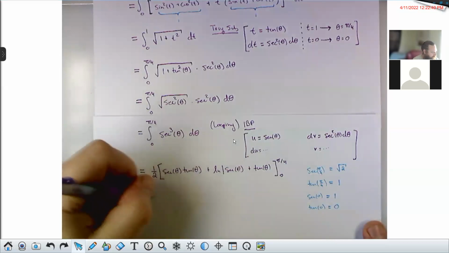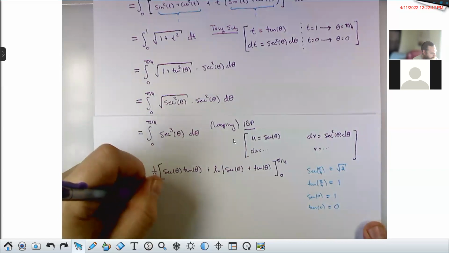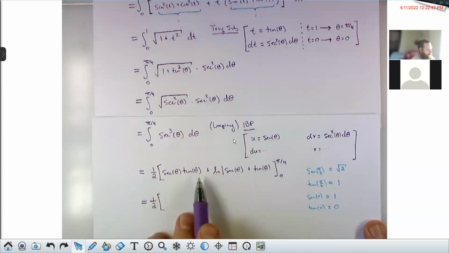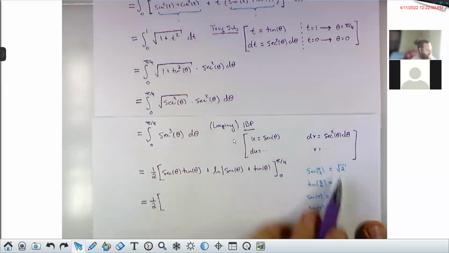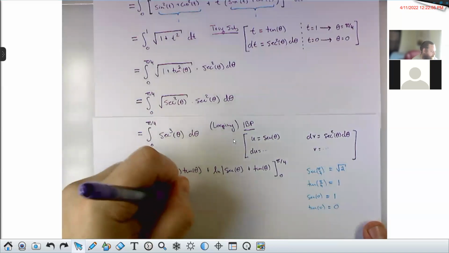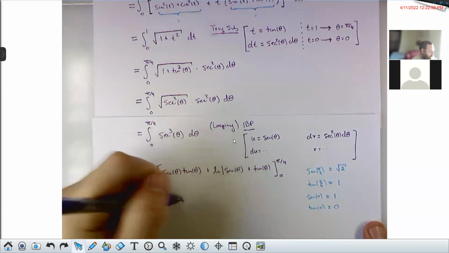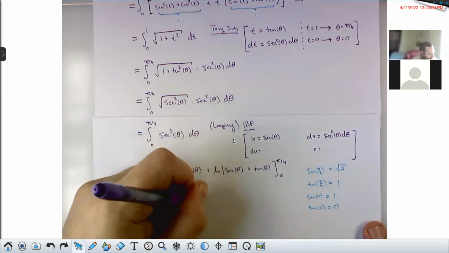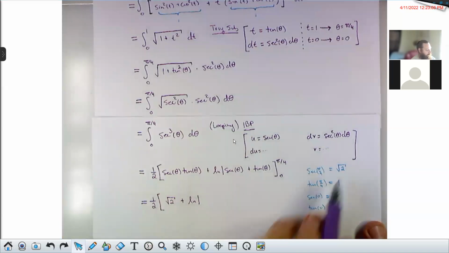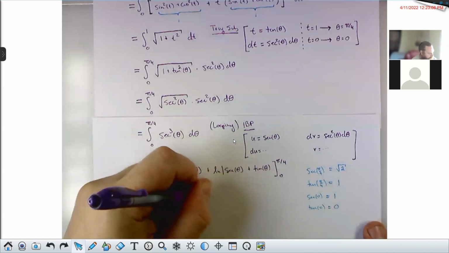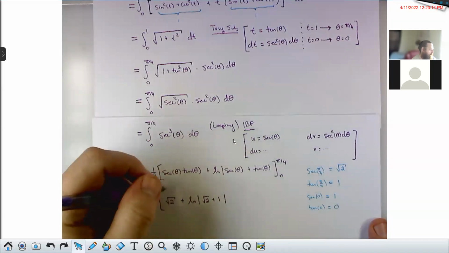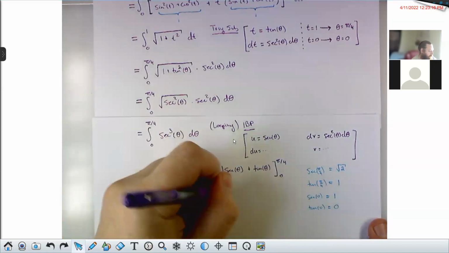So when I plug in my upper bound, I get 1/2 times secant of pi over 4 times the tangent of pi over 4. That's the square root of 2 times 1, which is just the square root of 2, plus the natural log of the absolute value of secant of pi over 4 plus tangent of pi over 4. Well, that's root 2 plus 1. So there's my upper bound plugged in.